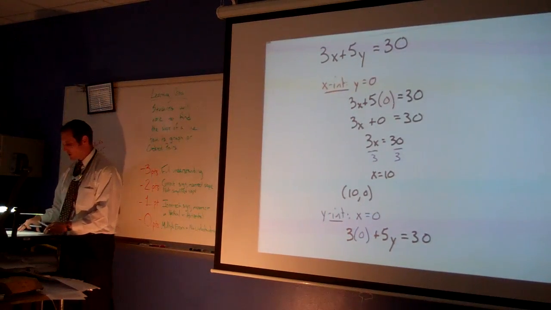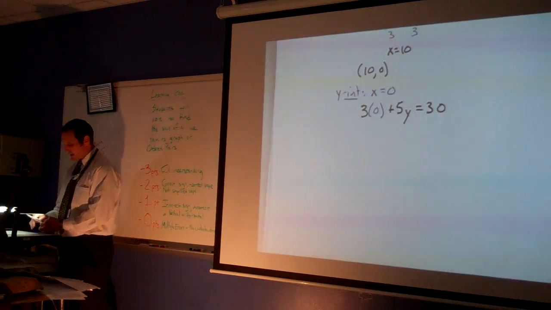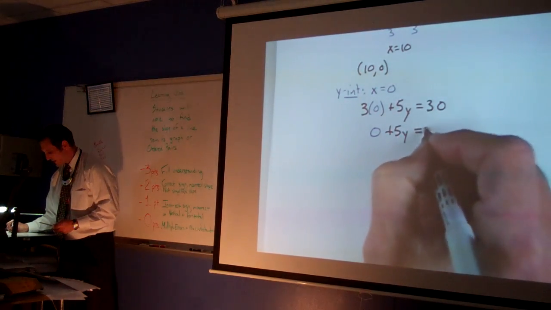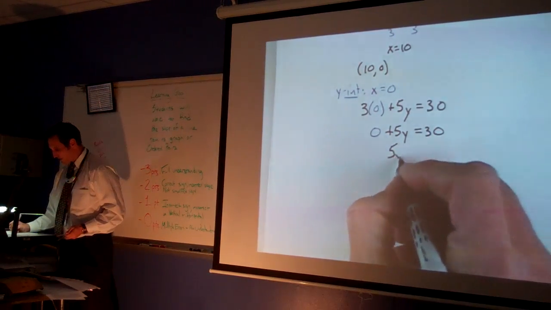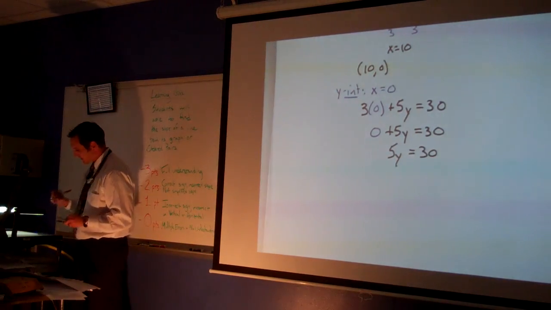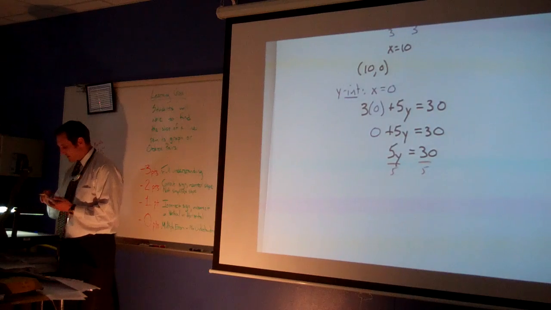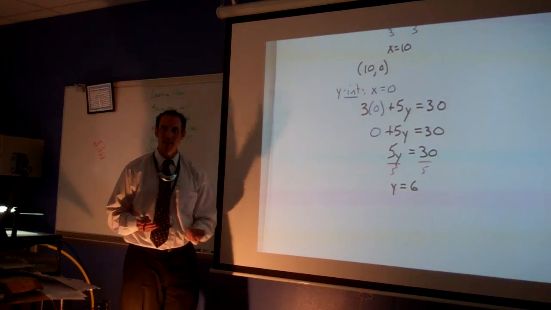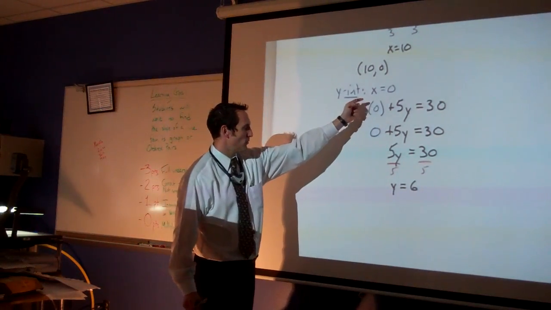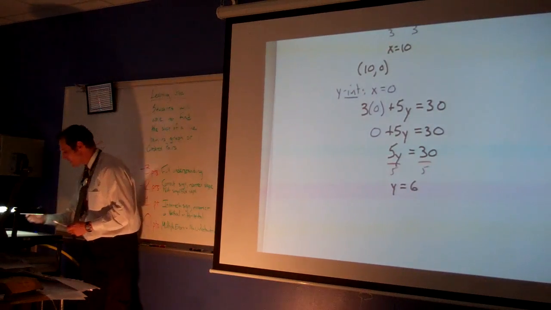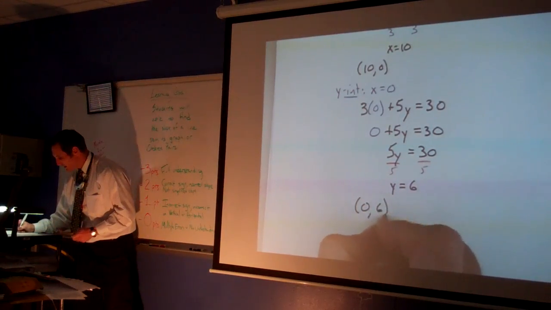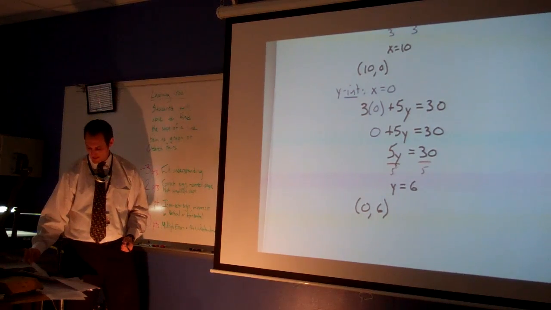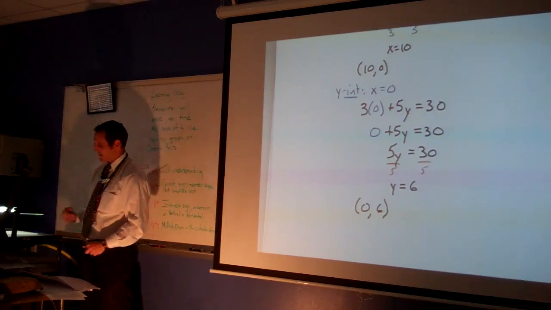And here we can solve for y. 3 times 0 is, of course, 0. And 0 plus 5y equals 30 leaves us with simply 5y equals 30. And when we divide both sides by 5, y is equal to 6, which is once again an ordered pair. X was 0, y is 6. That is an ordered pair, 0, 6. So we have our x-intercept at 10, 0, and our y-intercept at 0, 6.